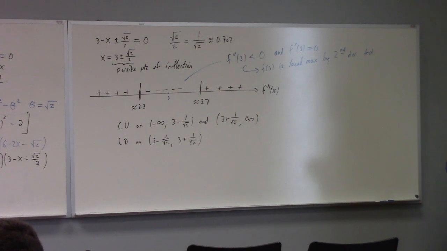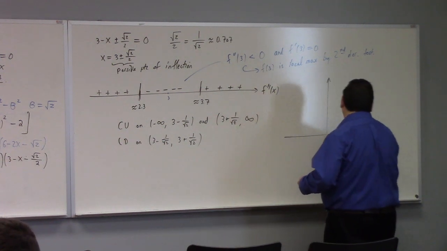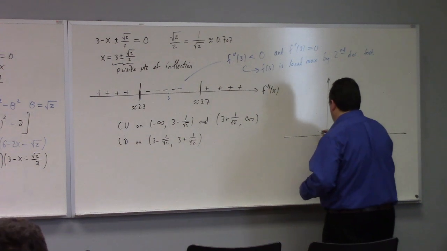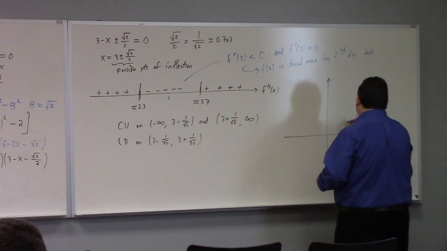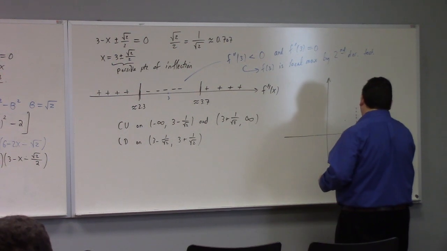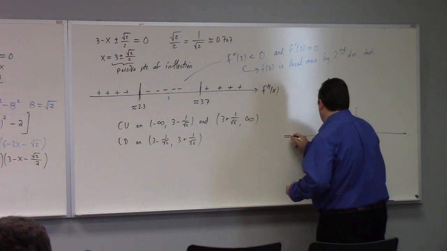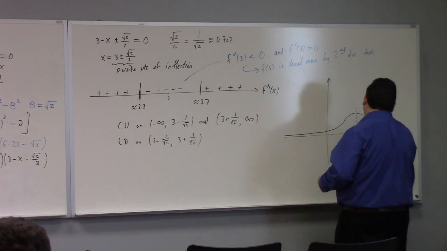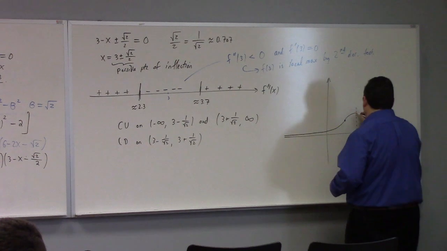So now we can graph. And the graph, basically, here's 3. And it's got points of inflection like plus or minus here, and it's kind of symmetric about that, I believe. So it's got to look something like this. If I did that right, it should look something like this.